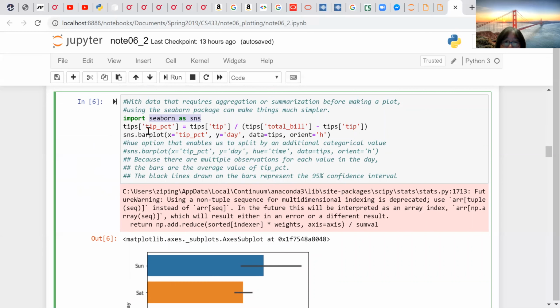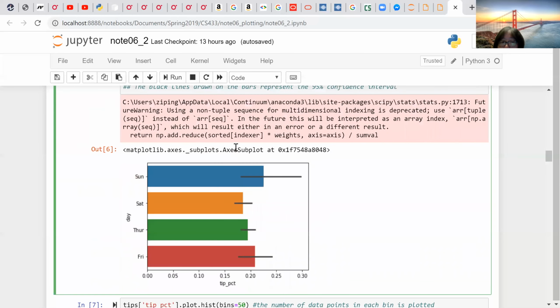The first thing we are going to do is calculate the tip percentage. This is pretty straightforward: you just take the tip, divide by the total bill minus the tip, and then you get the tip percentage. With the tip percentage, we are going to do the bar plotting. For the bar plotting, the x-axis is the tip percentage we just calculated, and the y-axis is going to be the day, like Monday, Tuesday, Thursday, something like that. So this is the plot that we got.